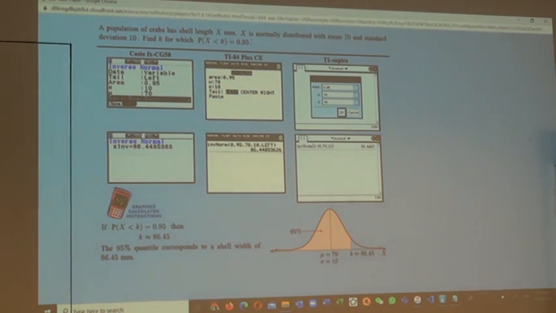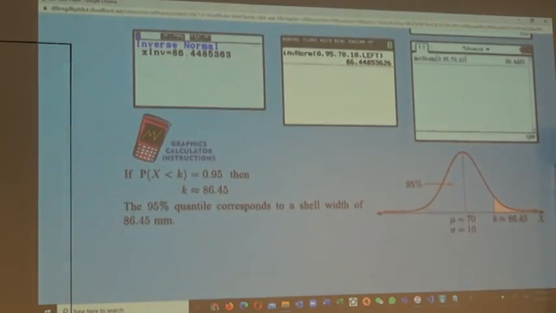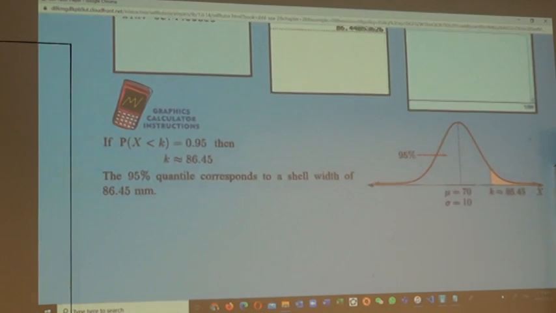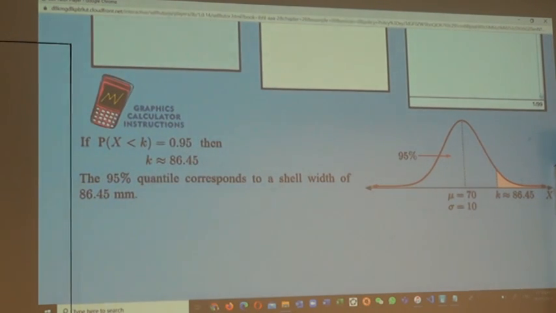Note that on some calculator models, we must always use the area to the left of k. So, if we wanted to find k, given the probability that x is greater than k was 0.05, we would instead calculate k such that the probability of x being less than k was 0.95.